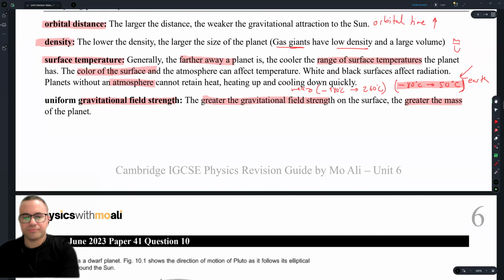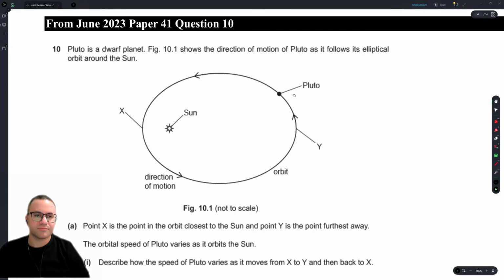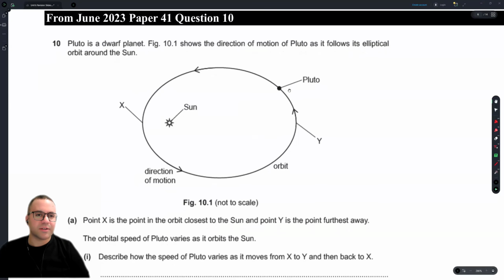Good. Let's solve a few questions. First one. Pluto is a dwarf planet. Figure 10.1 shows the direction and motion of Pluto as it follows its elliptical orbit around the sun.